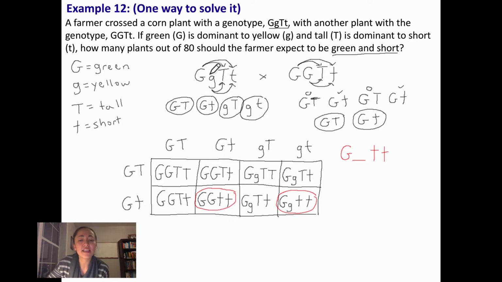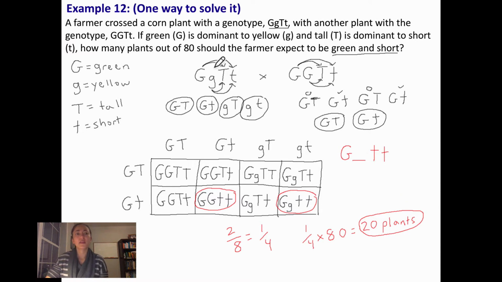Well, I want to know how many out of 80. So I do the same thing as before. What's my probability of my offspring being green and short? Well, 2 out of 8, so I would take 2 divided by 8. And by the way, that equals 1/4. Two eighths equals 1/4. And then all you got to do is take 1/4 times the total number of offspring, which is 80. That would equal 20 plants. So my answer is 20 plants. 20 out of 80 would be green and short.